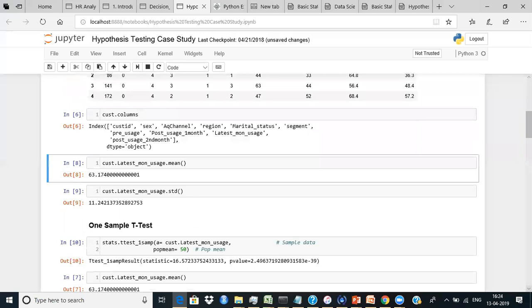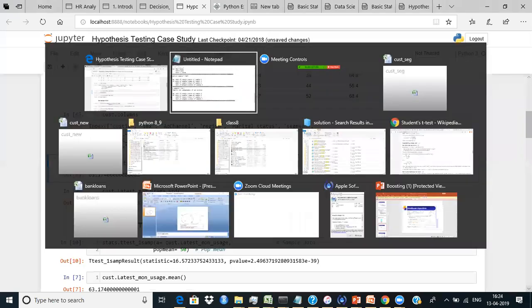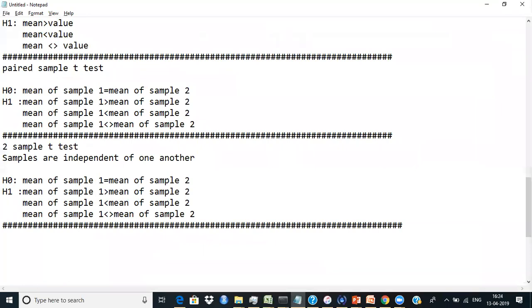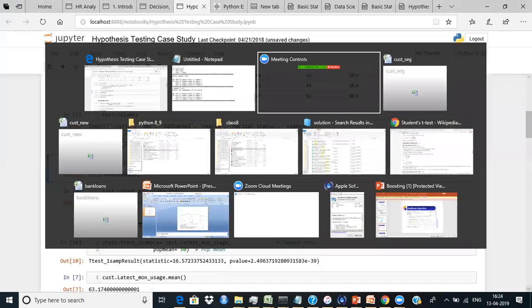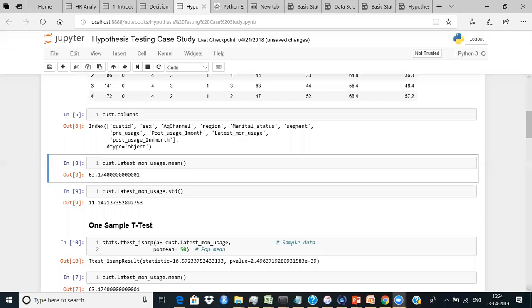Can you please show the package name? SciPy.stats. No, stats is a submodule within SciPy.